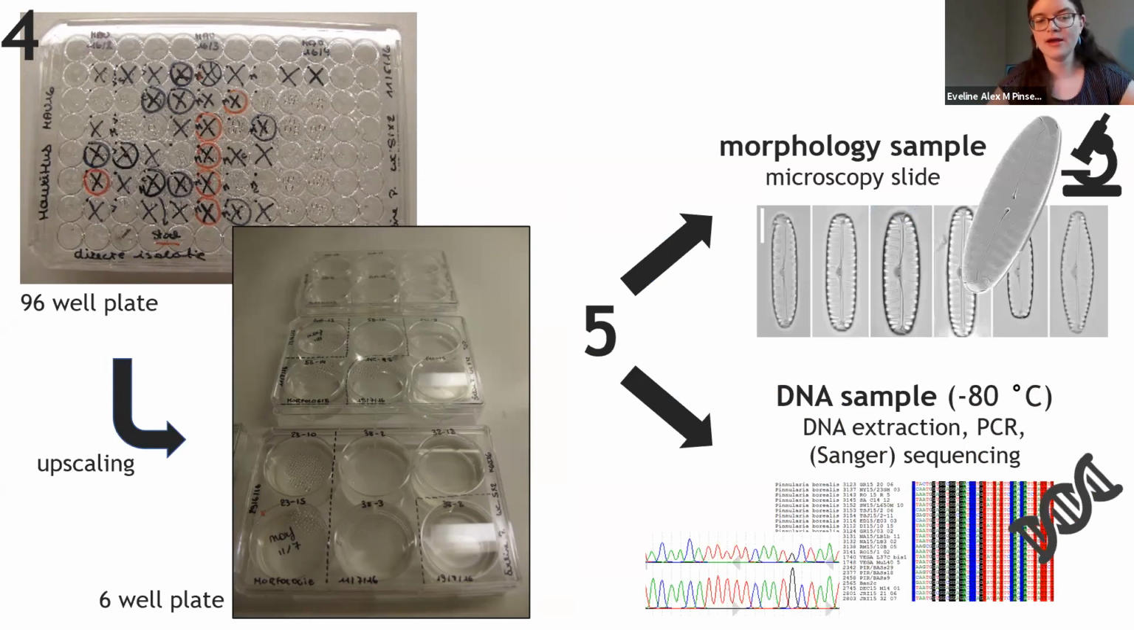And if you don't have enough biomass in your 6 well plate, you can typically take a morphology sample. For example, you can take a microscopy slide, the way you would do for any environmental sample. You can also prepare steps for SEM. Second, you will want to take a DNA sample. And you can do that by storing your culture at -80°C. And after that, you can do DNA extraction, you can do PCR and sequencing.